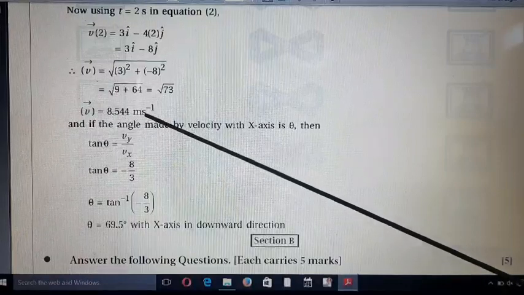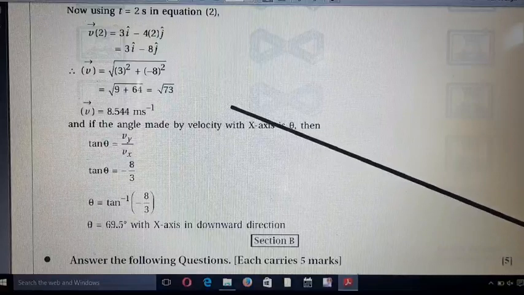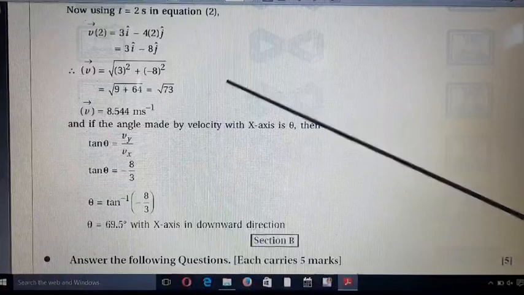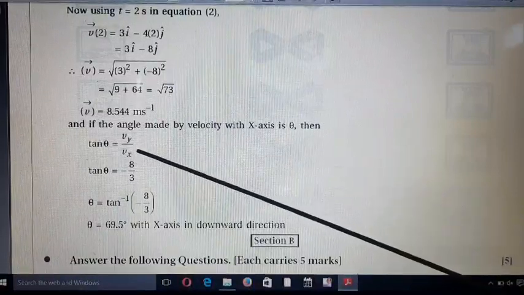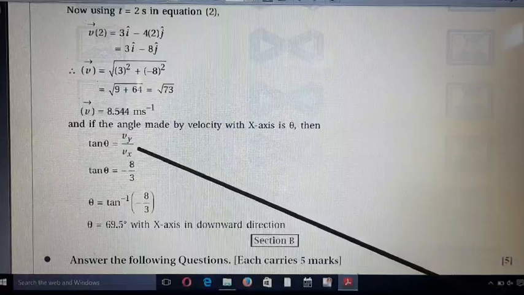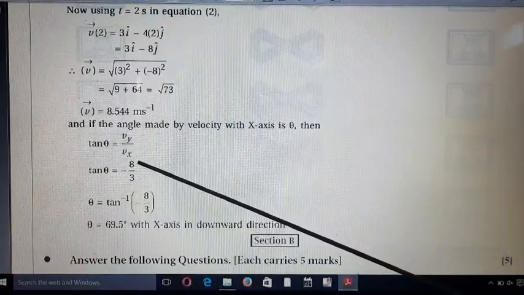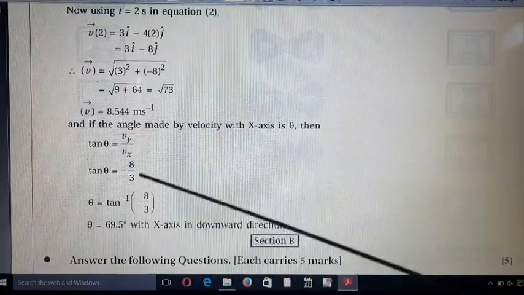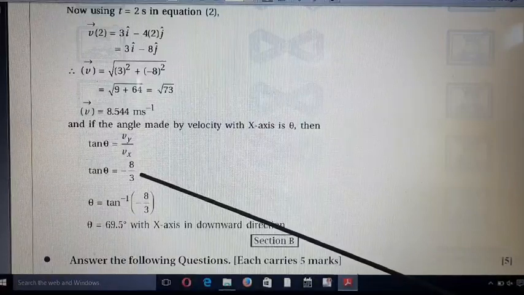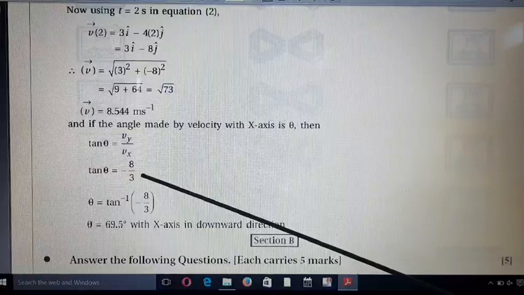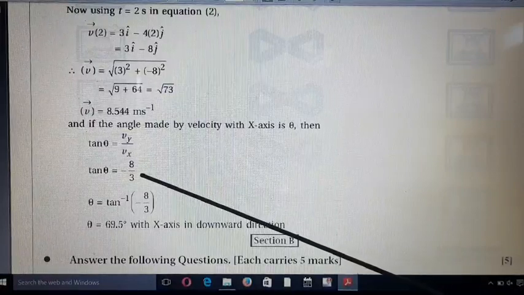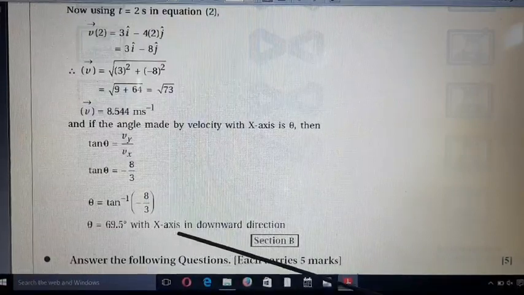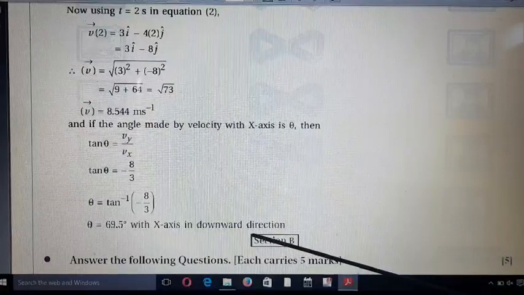8.544 meter per second. And now we want to find the angle between the x-axis and velocity. So we have the equation tan theta is equal to vy upon vx. Here vy is equal to minus 8 and vx is equal to 3. So minus 8 upon 3. Friends, calculate 8 upon 3 and with the help of inverse tangent find for which degree this value is available. So we get theta is equal to 69.5 degrees with the x-axis in the downward direction.